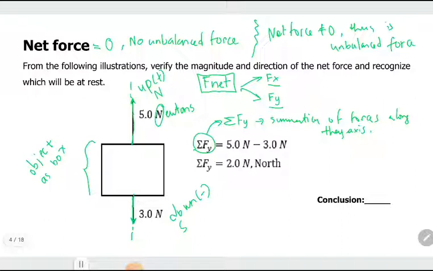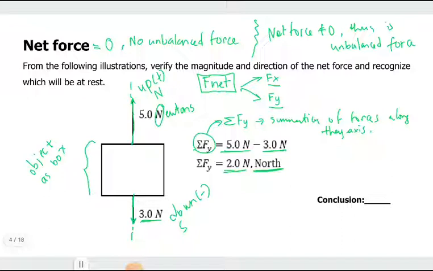So when we sum the two forces together, when we add them together, 5 newtons will take a positive sign since it is directed upwards, and 3 newtons will take a negative sign since it is directed downwards. So 5 minus 3, that would be positive 2 newtons. Positive value means it is directed upwards. The net force, the total force, is directed to the north or upwards.